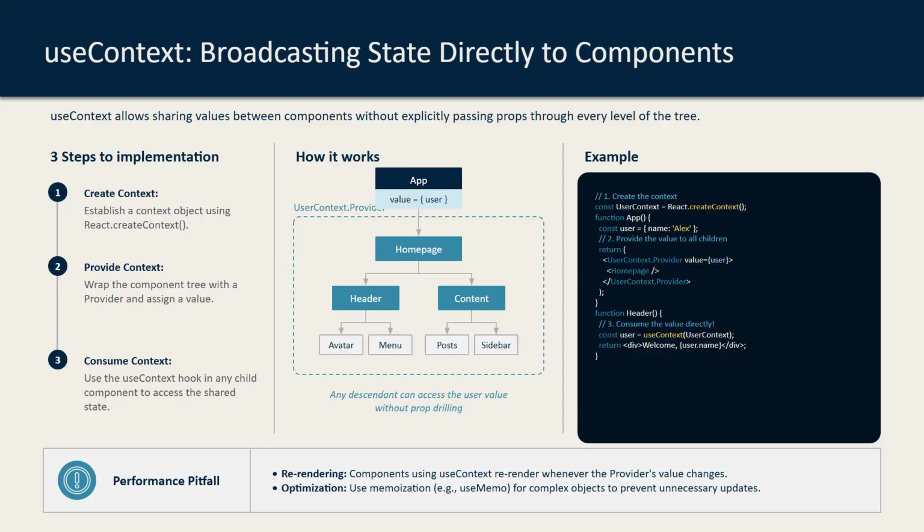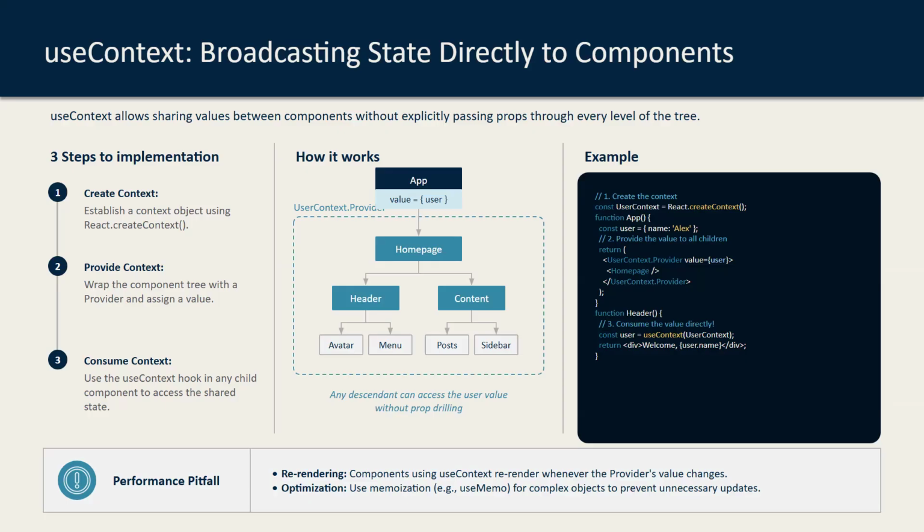The next step is to provide that context. We wrap the component tree with the Provider and pass a value prop, so that value becomes available to components inside the subtree. The last step is to consume the context itself. Any child component that's inside that Provider can call the useContext method and access the shared value directly.